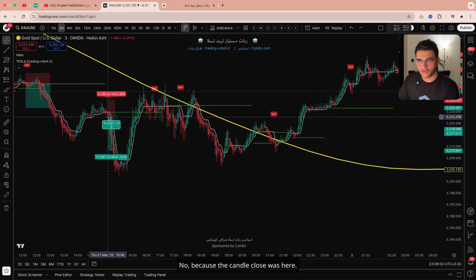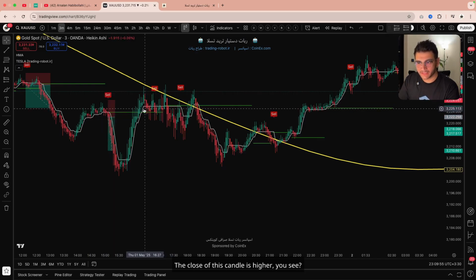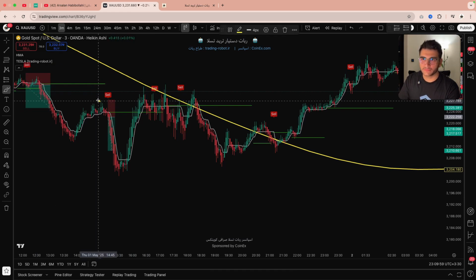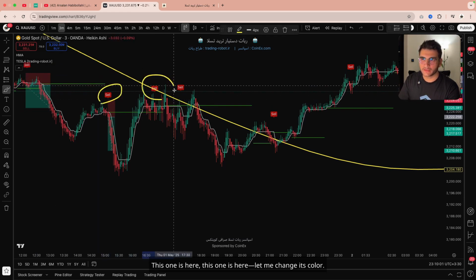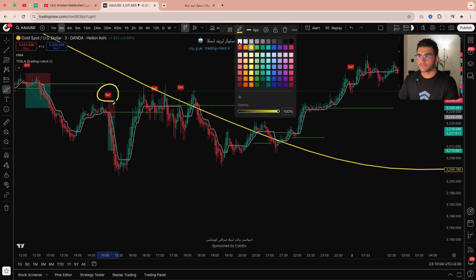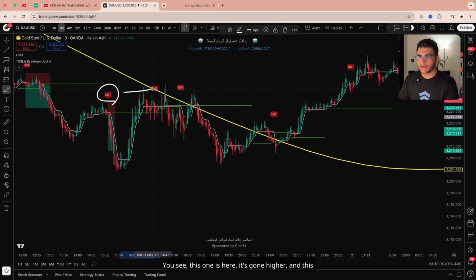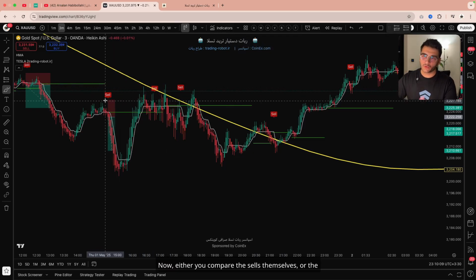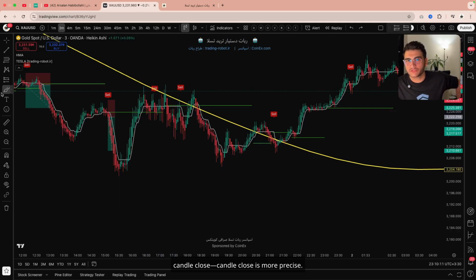No, because the candle close was here. The close of this candle is higher, you see. Even its sell is higher if you want to compare these two. This one is here, this one is here. Let me change its color. You see this one is here, it's gone higher, and this other sell is higher too. Now, either you compare the sells themselves or the candle close. Candle close is more precise.